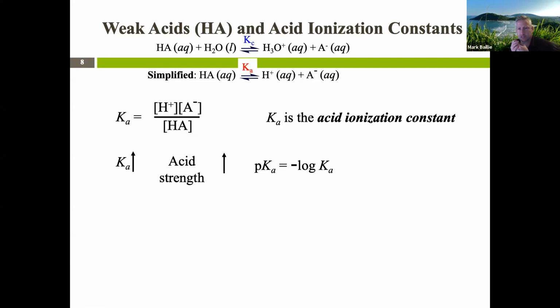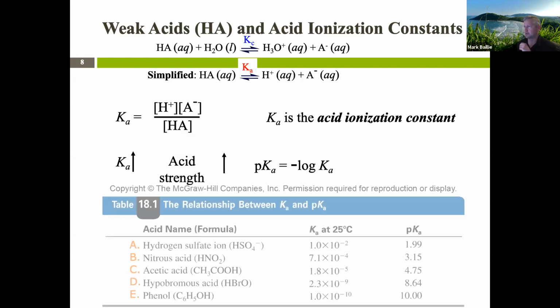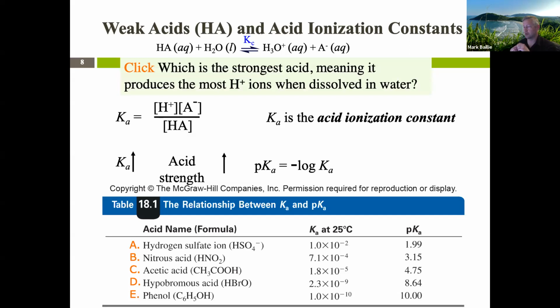This p-value that we talked about before is always doing the same thing. So if we do pH, pKa, pOH, any of that, it's a negative log of that thing. So pKa is no different, the negative log of the Ka value. So if we look at all of these acids that we have here, which is the strongest acid?